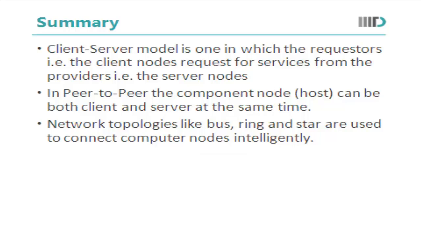Then we learned about the client-server model and the peer-to-peer model. The client-server was the one in which the requesters, that is the client nodes, requested for services from the server nodes, while in peer-to-peer, the host could be client and server both at the same time. We also discussed about some of the advantages and disadvantages of this system. For example, in peer-to-peer, if one computer fails, all the others still continue to work, while if in the client-server system the server fails, all of the systems fail. Security is not so good in the peer-to-peer system other than setting passwords for the files that you don't want people to access. In the client-server system, the security is something handy.